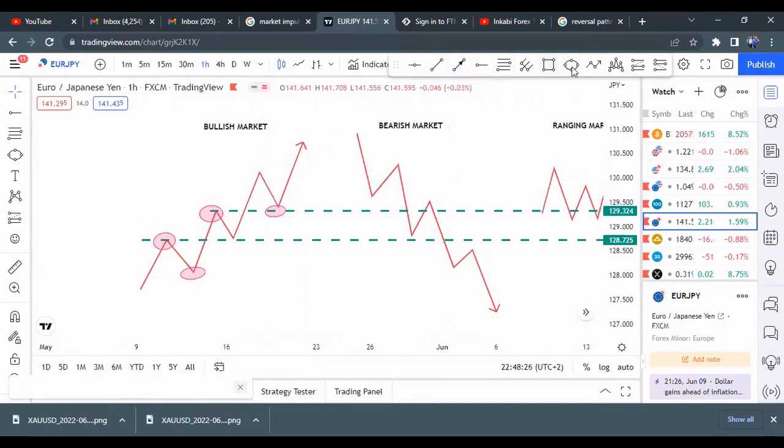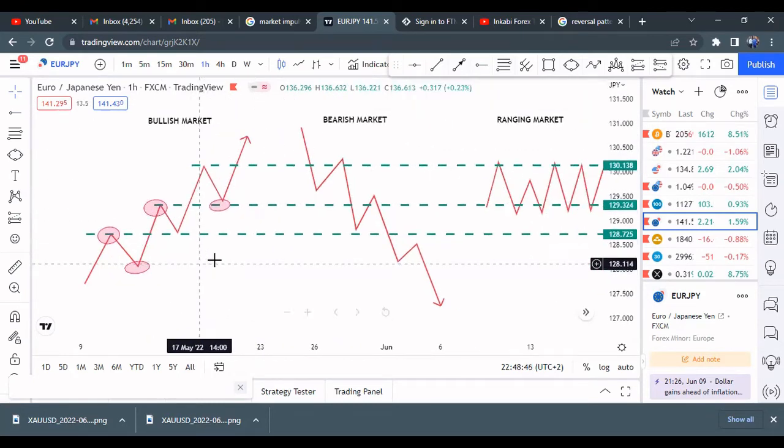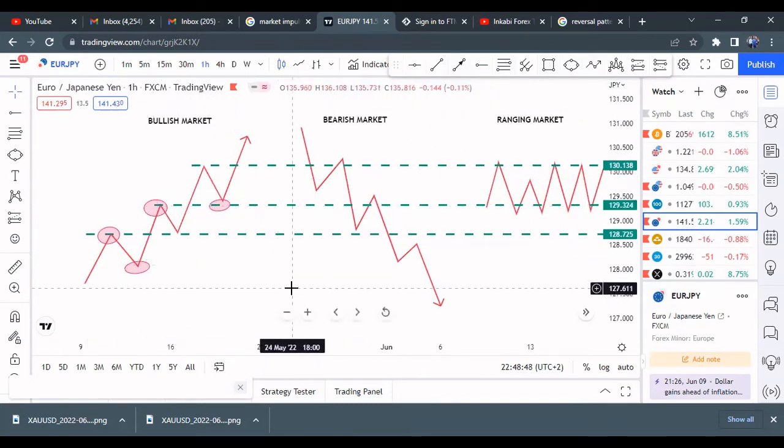In this case, we also expect that when the price arrives here, it will find resistance, but then it fails, and as it failed with resistance, we expect the price to push up. So that's how it works with the bullish market.